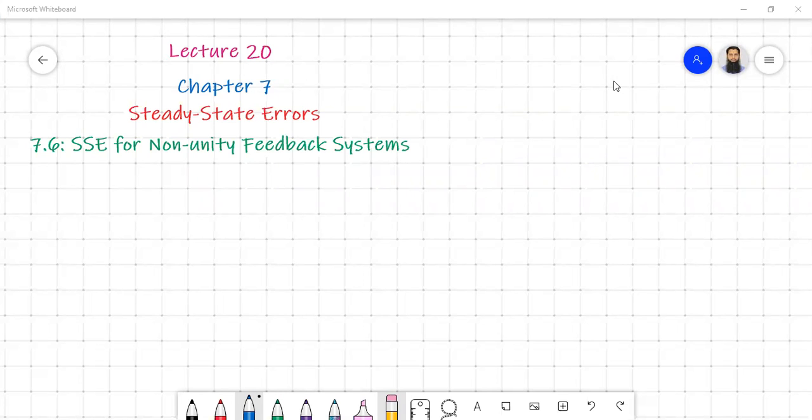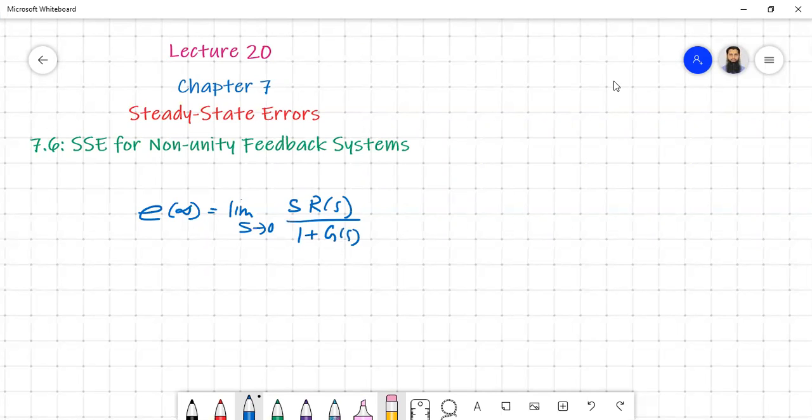So far, all the systems we have discussed related to steady state error analysis were unity feedback. Now, we'll start discussing the steady state error for a non-unity feedback system. We want to use the same formula that we derived for the unity feedback system, that is E steady state equals limit s tends to zero of s R of s over 1 plus G of s.